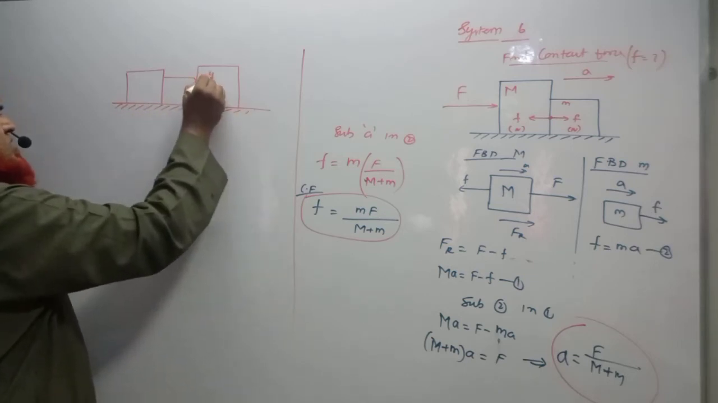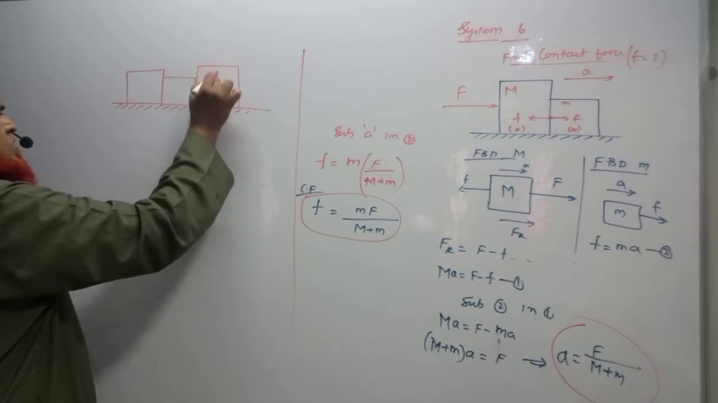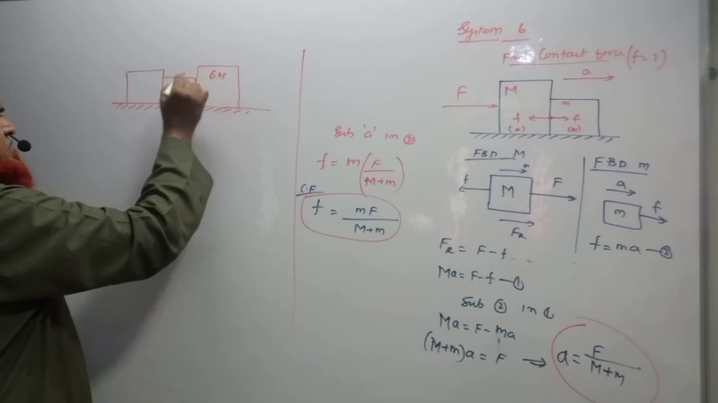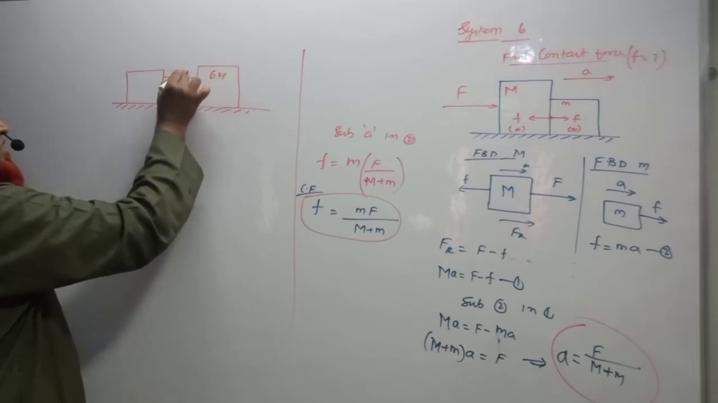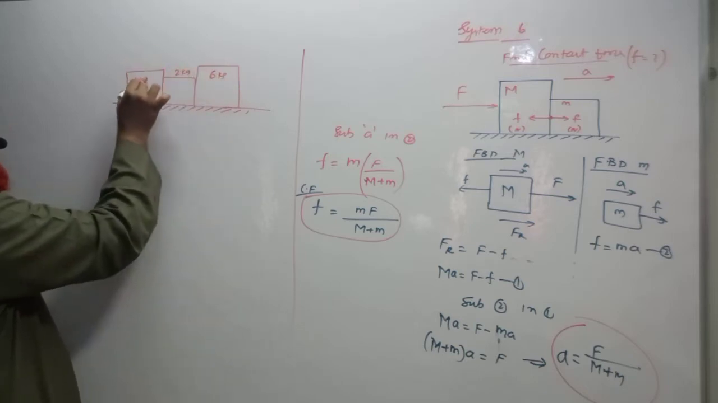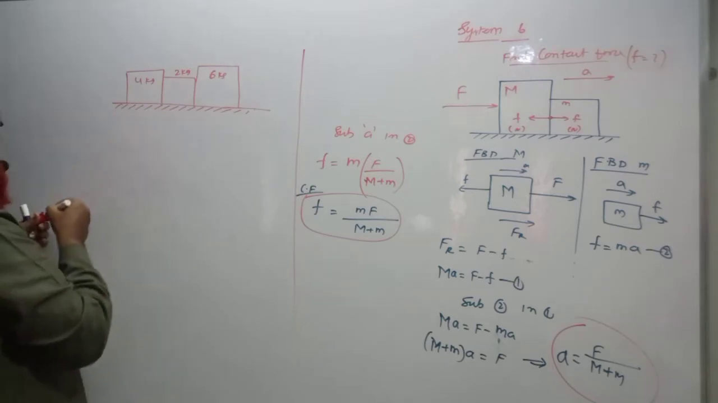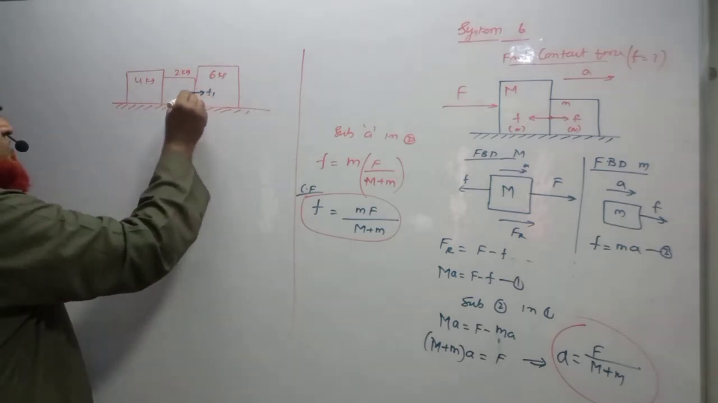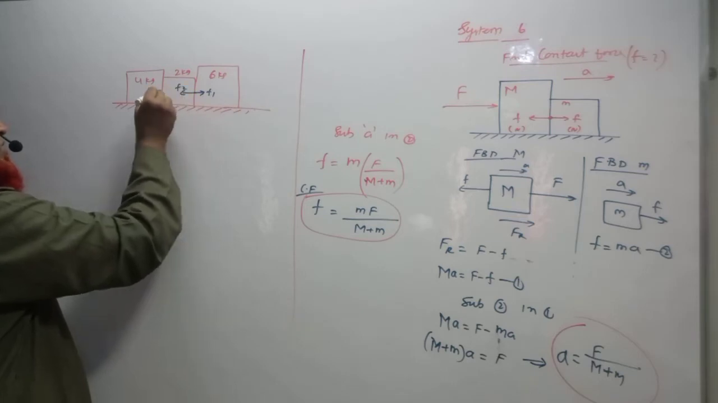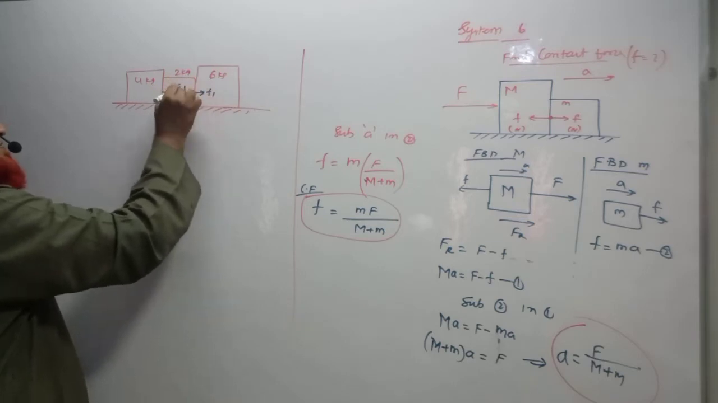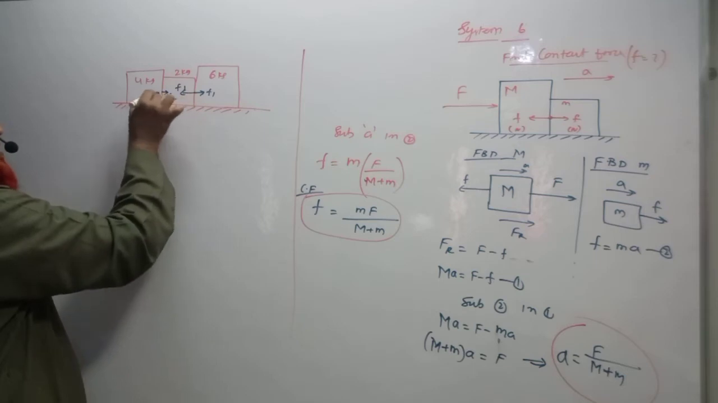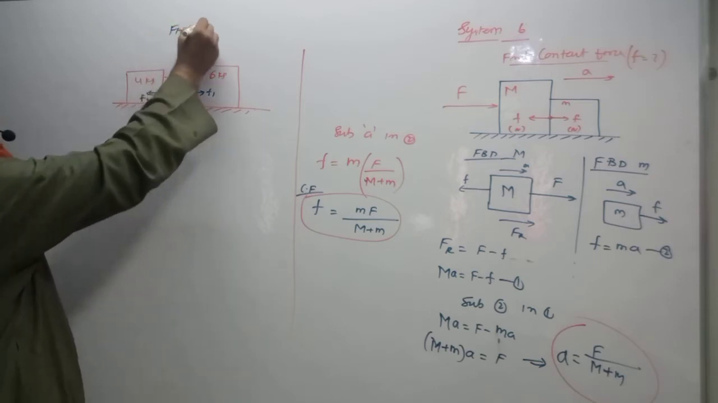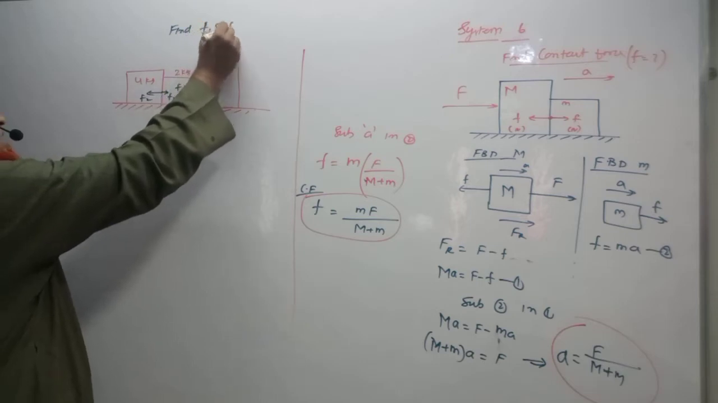Okay, let us consider this is 6 kg, and this is 2 kg, and this is going to be 4 kg. Now, what is the contact force here? Let us consider here the contact forces are F1 and F1. And here the contact forces are F2 and F2. And he's asking us to find F1 and F2.